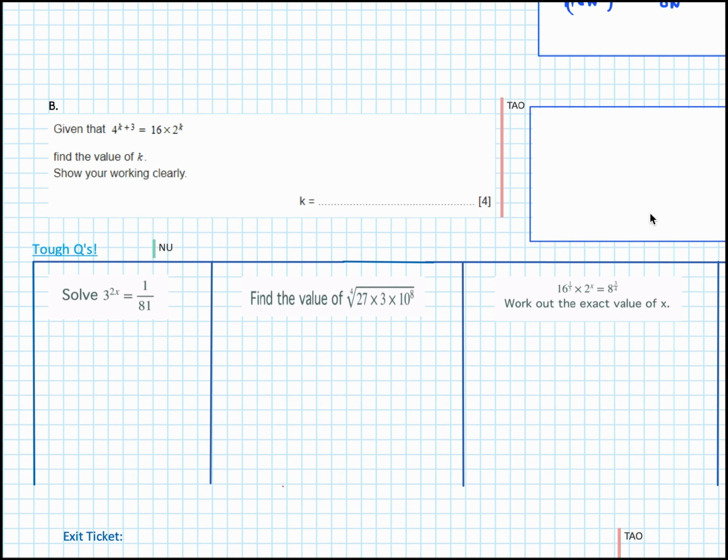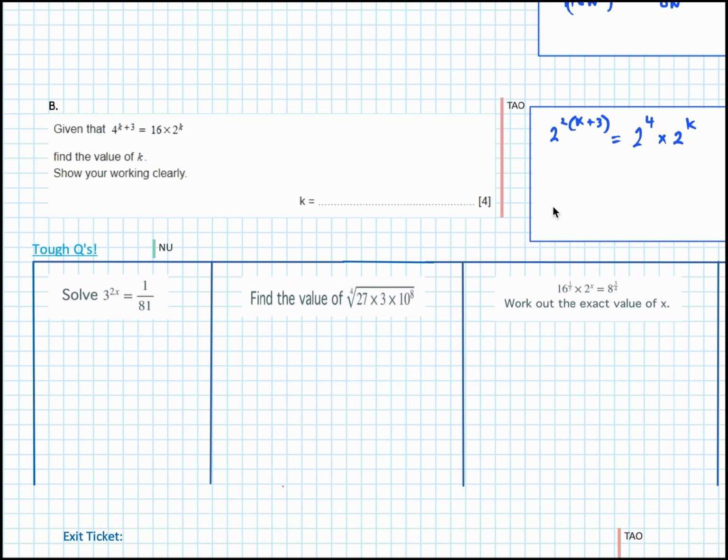Last question. 4 to the k plus 3 is equal to 16 times 2 to the k. So we want to get them on the same base. So 2 squared is 4. And then times k plus 3 is equal to 2 to the power of 4 times 2 to the power of k.